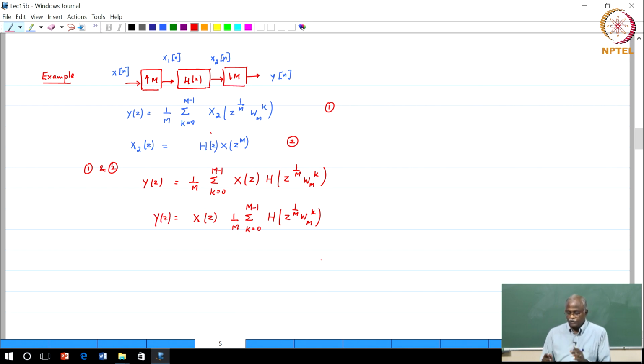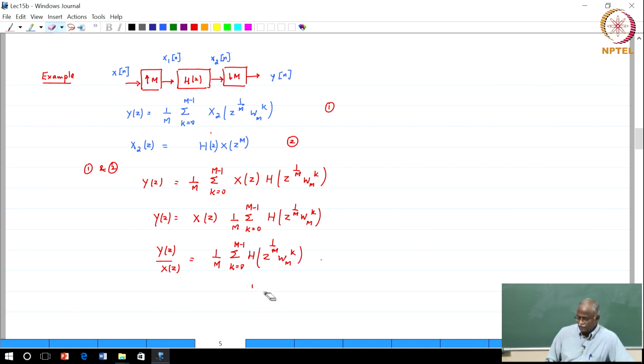And of course, since you have y of z expressed in terms of x of z, we can treat this as an LTI system and write a transfer function y of z over x of z. That is your transfer function. This comes out to be 1 over m summation k equal to 0 to m minus 1 h of z power 1 over m W_m^k. Okay, all of this is routine, nothing new or very different.